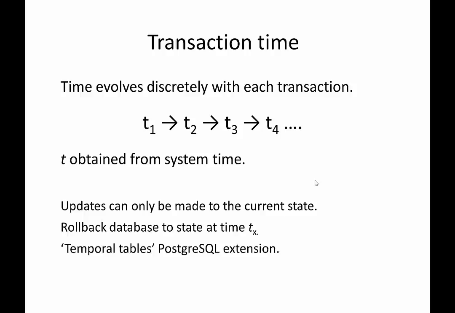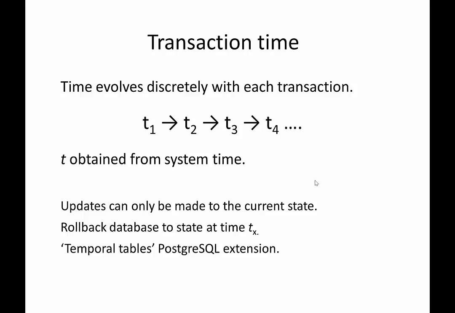Every time something is changed in the database, T is obtained from the system time on the computer. So the computer has a clock inside it, which may be updated from UTC automatically or may not be, but basically the database goes to the computer, says what's the time, gets the time, and stamps the change with that value.